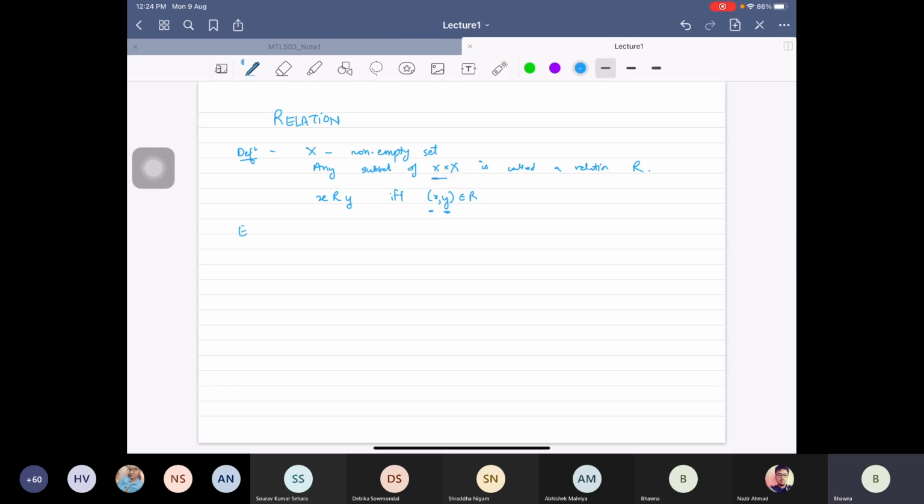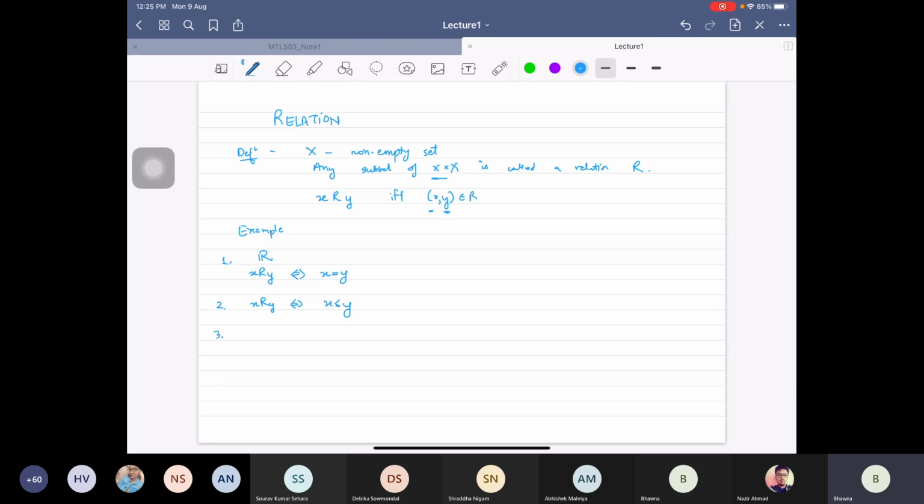For now we can see some examples. Suppose the set is R. I say X is any point in real numbers. X is related to Y if and only if X is equal to Y. This is a subset of R cross R, so it is also a relation. I can also say that X is related to Y if and only if X is less than or equal to Y. That is also a relation.